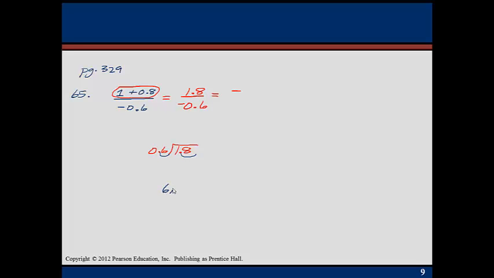So now we have 6 on the outside and 18 on the inside. Well, 6 goes into 18 3 times. 3 times 6 is 18. We can subtract and we get 0. So this final answer is just going to be negative 3.